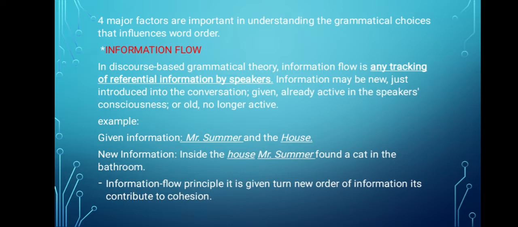In discourse based on grammatical theory, information flow is the tracking of reference information by speakers. Information may be new, just introduced into the conversation, given, already active in the speaker's consciousness, or old, no longer active. For example, given information: Mr. Summer and the house. New information: inside the house, Mr. Summer found a cat in the bathroom. Information flow principle: it is given to new order of information, which contributes to cohesion.